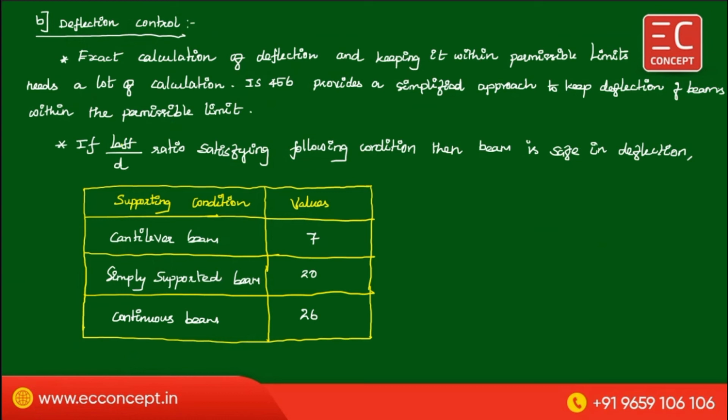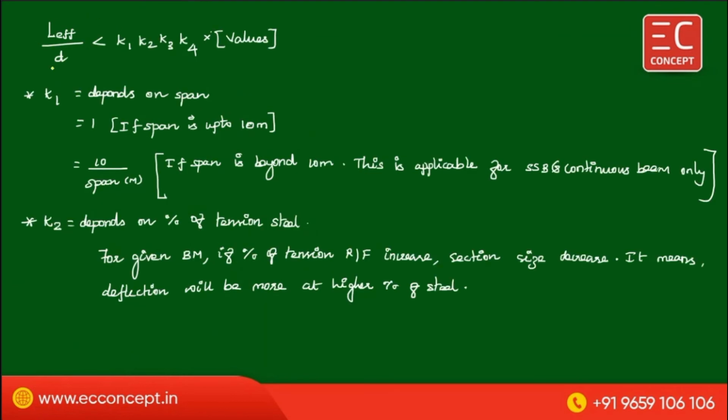That limit is defined by the L effective by effective depth ratio. Satisfying the following condition, the beam is safe in deflection. This is the important data. For cantilever beam, L effective by D is 7. For simply supported beam, 20. For continuous beam, 26. Now this deflection ratio L effective by D shall be less than K1, K2, K3, K4 times the values. Here values means cantilever 7, simply supported 20, continuous 26. That is the meaning.